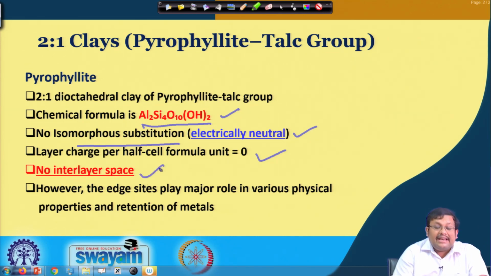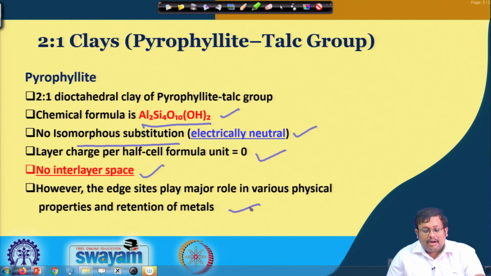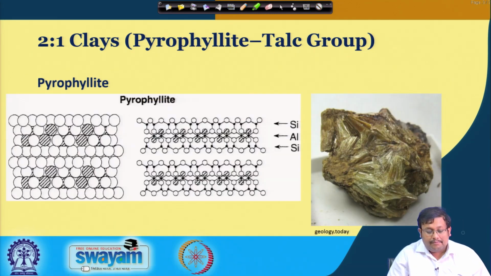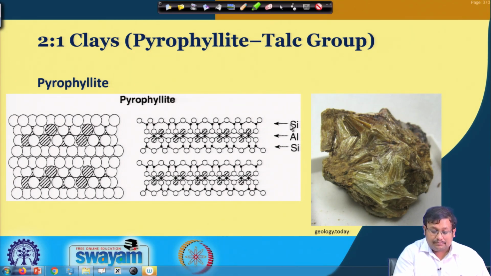There is also no interlayer space. However, the edge sites play a major role in various physical properties and retention of metals. So, although they do not have any permanent negative charge due to the absence of isomorphous substitution, they do play some roles in various physical properties and retention of metals.